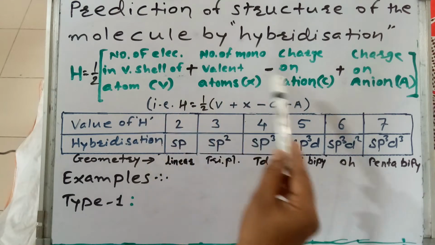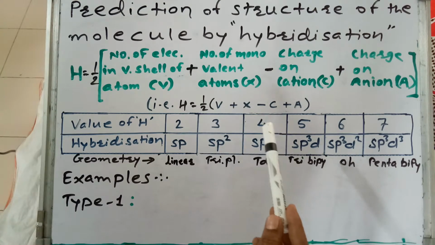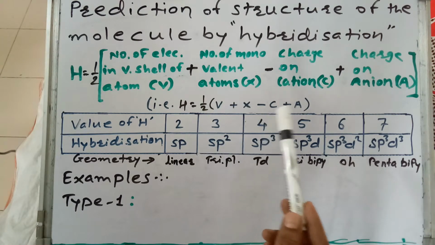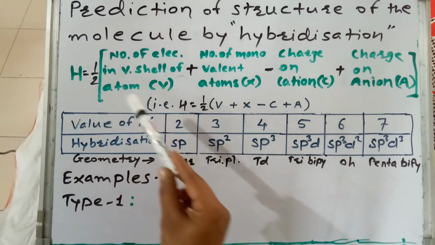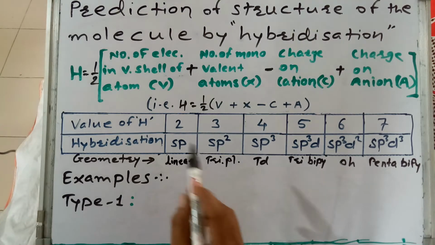Therefore, this formula is very useful for these students, and in competitive exams you have to find out the hybridization to know the geometry of the molecules as well as the bond length, bond angle, as well as to know the electronegativity of the atom present in the molecules. So to know all this concept is very important. So we'll see this formula.